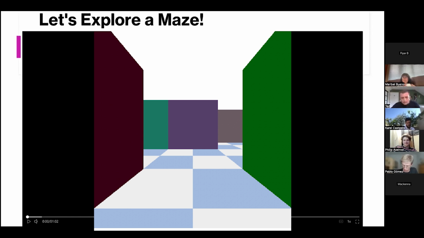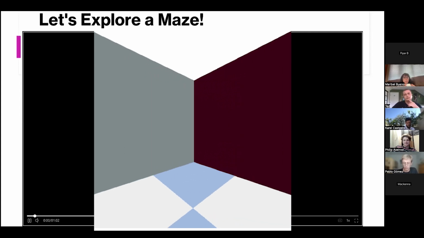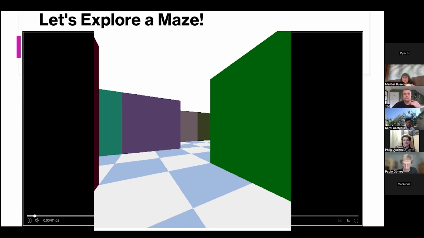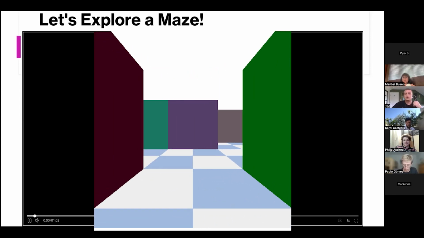It looks like we can go forward, and then maybe we can go to the left and then to the right. Is there anything behind us? What is there behind us? Okay, so it looks like there's nothing behind us. So I guess the only direction we can really go is forward.